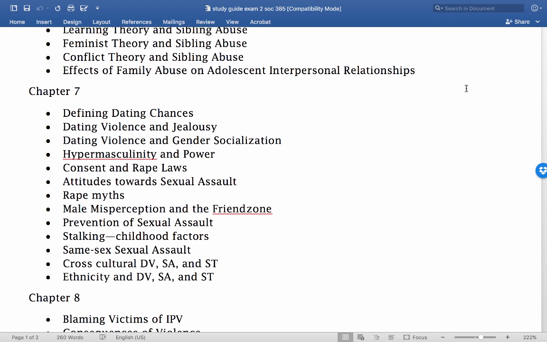When it comes to consent, it's just the idea that you should have to give some sort of obvious acknowledgement of consent, but oftentimes that's not acknowledged as part of the sexual scripts.